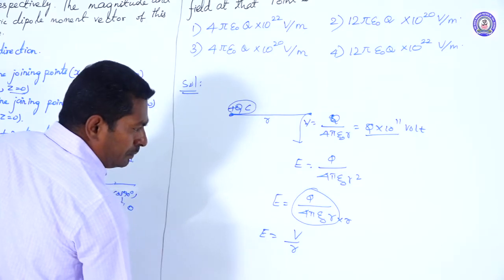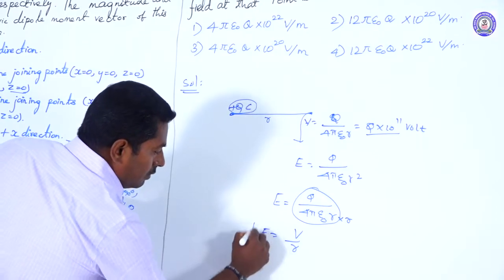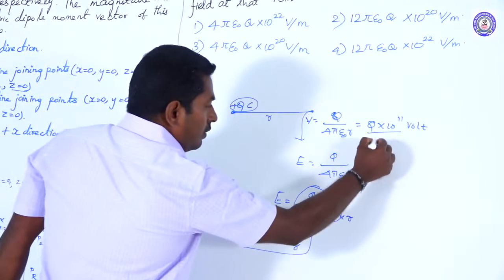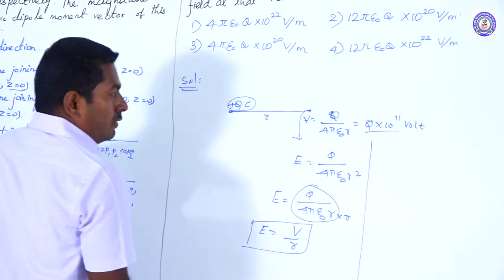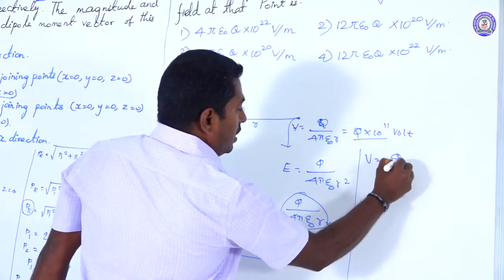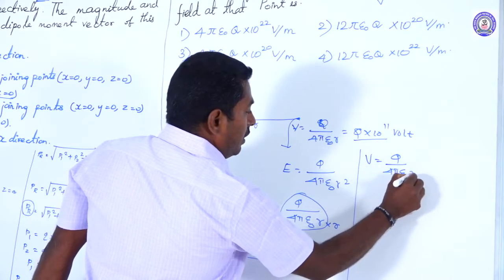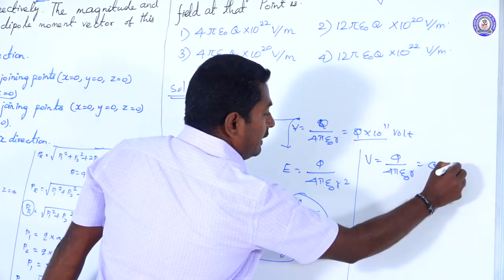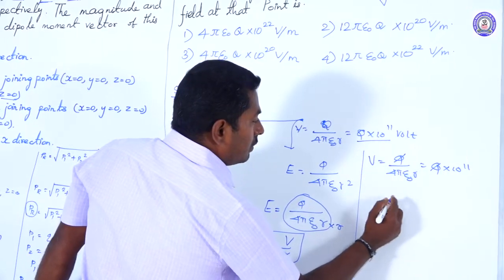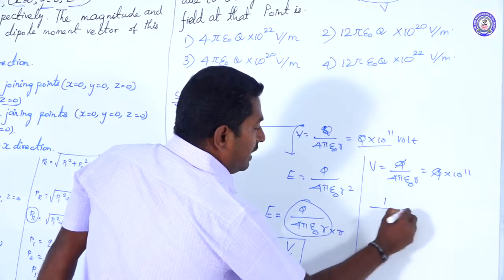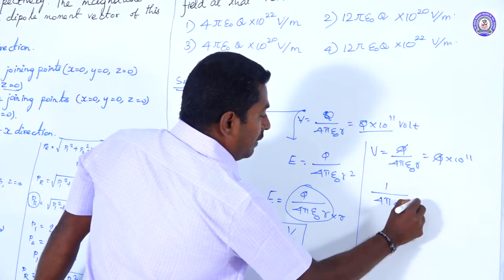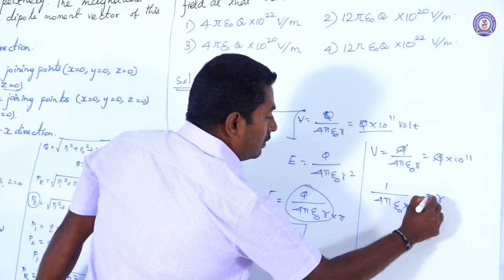Therefore E is equal to V divided by R. Now the electric potential at a point due to a charge, V, is equal to Q divided by 4 pi epsilon naught R, which is equal to Q into 10 power 11. Therefore Q gets cancelled, and 1 divided by 4 pi epsilon naught into 10 power 11 is equal to R.